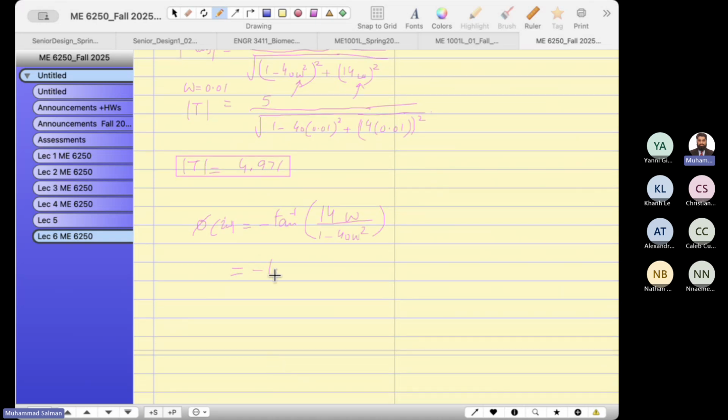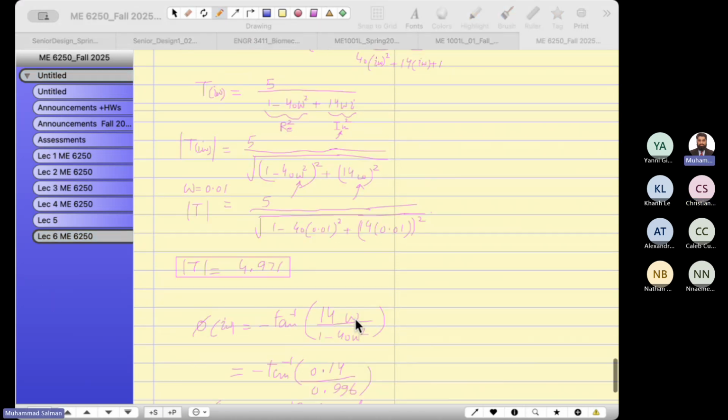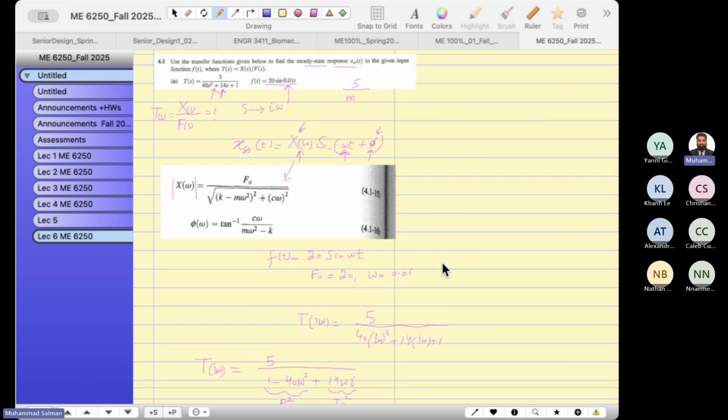So minus tangent inverse of 14 times 0.01, which is 0.14, over 0.996. And in radians, what do you get? Negative 1.1396 radians. That's what I got. You see, you're getting the same result. So now let's focus on our output response. This is my steady state.